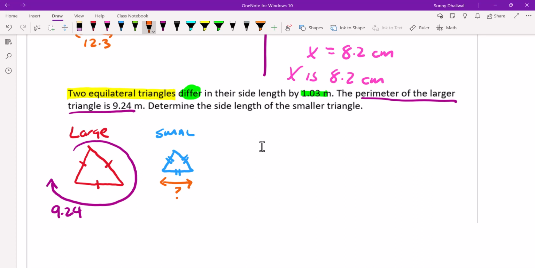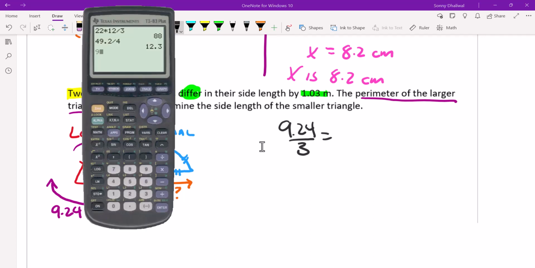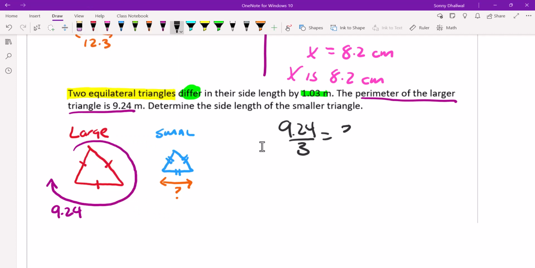You have a process here, Blake? 9.24 divided by 3. Okay, one step at a time. Let's do the 9.24 divided by 3. Let's calculate that number. 9.24 divided by 3, we get 3.08. And Blake, what does the 3.08 represent? The length of the large side. Yeah, it tells you how big this is, 3.08.